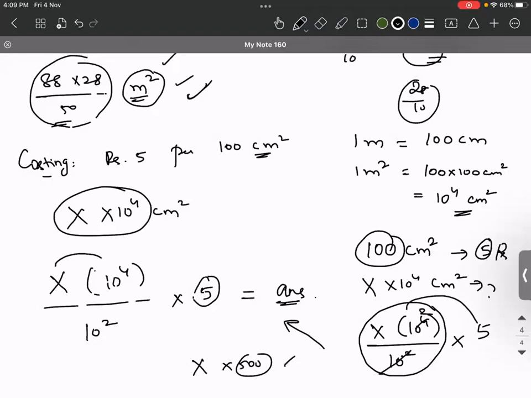Sir, will you be able to do that part alone? Leave some space, try it out.